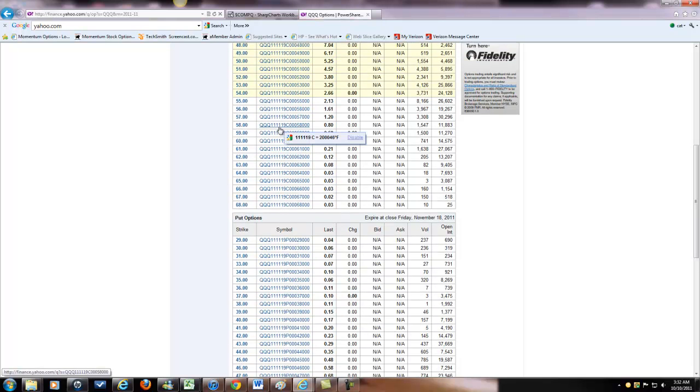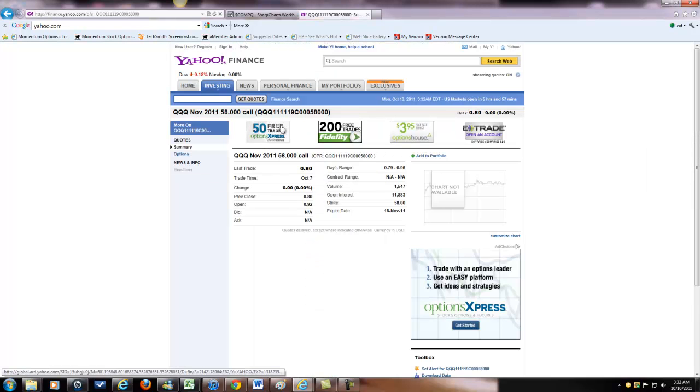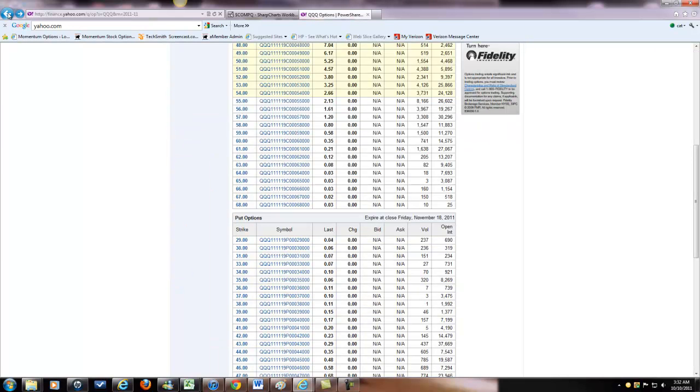We could use these options here, which are going for about 80 cents. Or you could go a little bit further out, which makes the trade a little bit riskier. But like I said, either the Qs or the NDX, or you could play the SPYs on the breakouts.